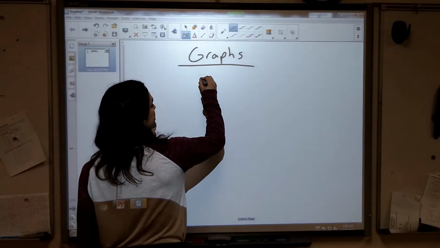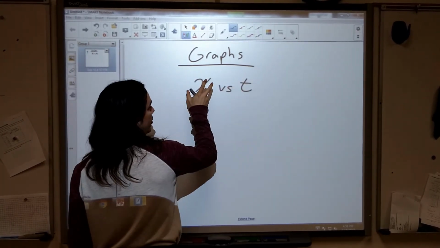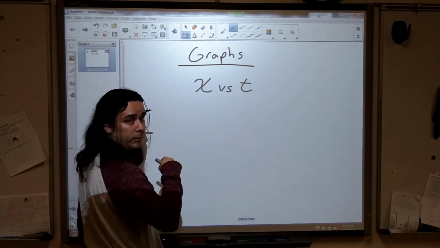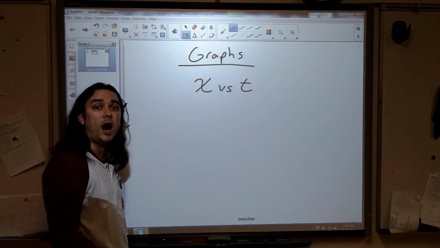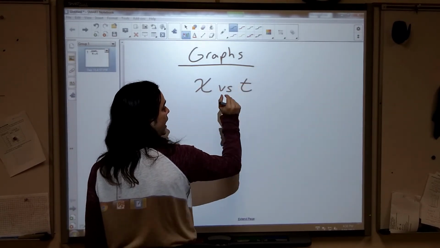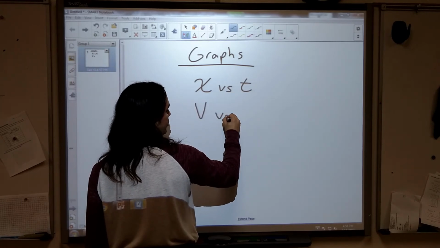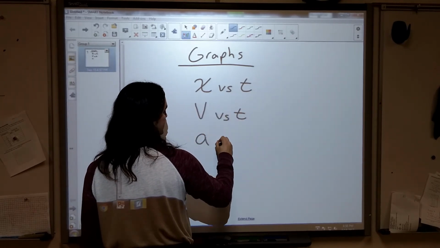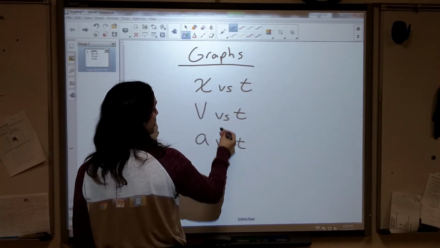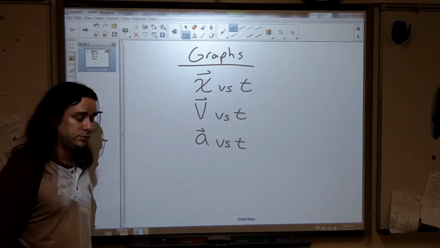If you have a position versus time, that's x versus t. Now remember, x represents a position, usually implied to be horizontal. You could have y if you had things moving vertically, but position versus time is represented by a lowercase t. You can have a velocity versus time, and you can have an acceleration versus time. Now, if you want to be thorough, we should put vector signs on each of these because they are vectors.